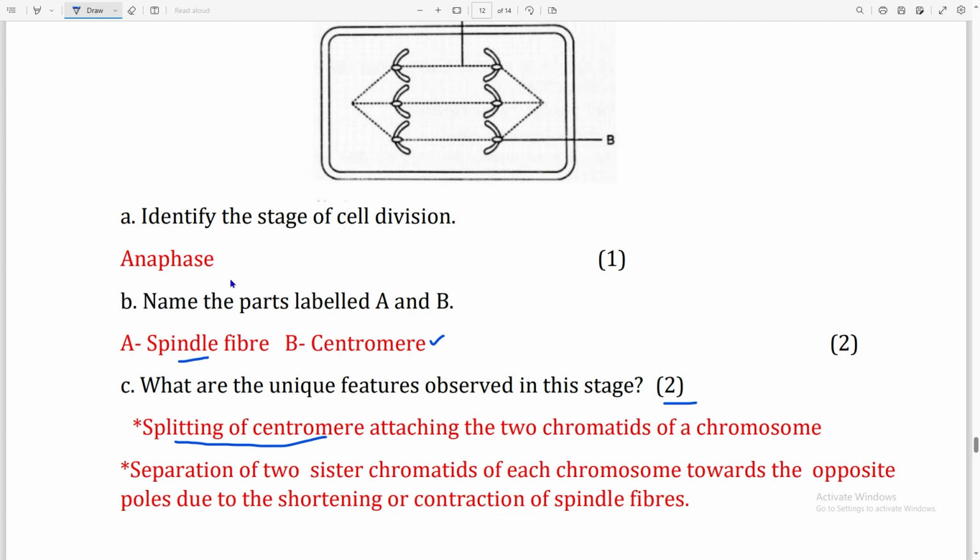So here you have to mention they are moving toward the opposite poles. If you write only they are moving toward the pole, that is wrong, because you have to mention they are moving towards the opposite poles. And why does it occur? Due to the shortening or contraction of the spindle fibers. Remember, these 2 points are very important points of anaphase.